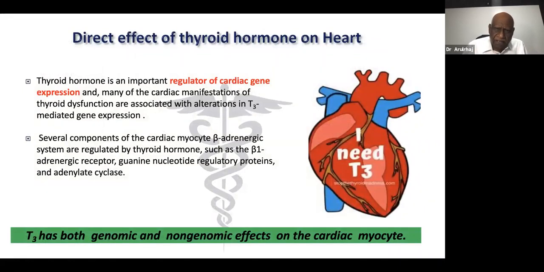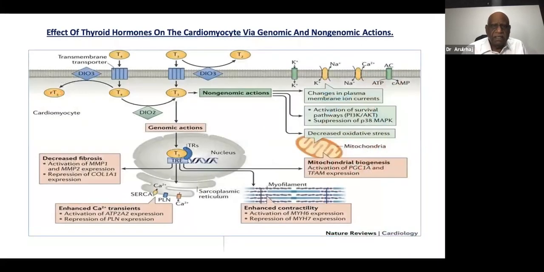There is a direct effect of thyroid hormone on the heart. It is regulated by cardiac gene expressions. And T3 has both genomic and non-genomic effects on the cardiac myocyte. We'll see that. The genomic effect directly goes to the cells and decreases the fibrosis and enhances calcium transit. The non-genomic effect goes to the vessel wall and to the RAS system and enhances the myocardial contractility.